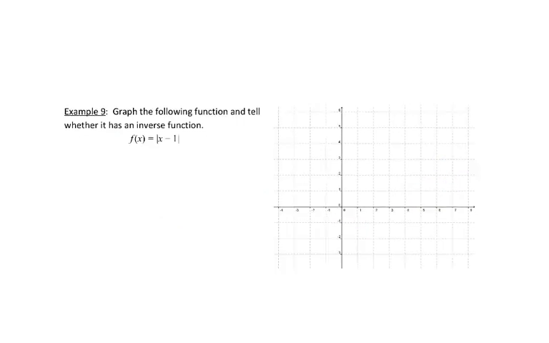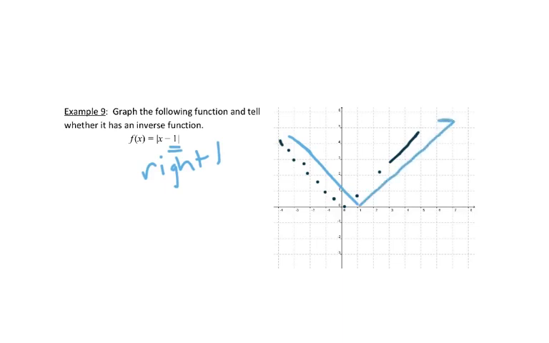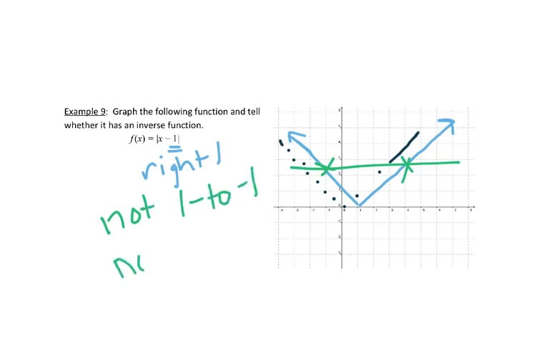So remember again how we start with this graph. This is an absolute value graph, and it would go something like that. This minus 1 inside would be right 1, so that moves the graph to here. So that's our graph, and if we can draw a horizontal line in any one spot and it crosses that graph in more than one spot, it's not 1 to 1, and it does not have an inverse.